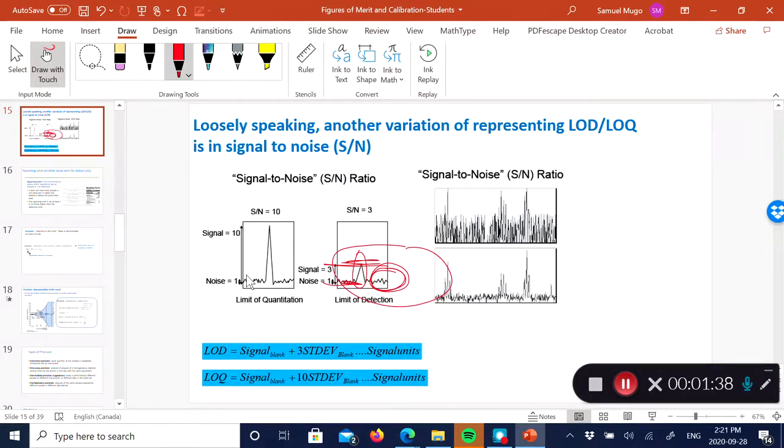Whereas the limit of quantification, in this way of expressing it, the signal to noise should be equal to 10, meaning the signal of the analyte should be 10 times larger than the signal of the noise. And remember, the signal of the noise refers to the signal of the blank. When you're running the blank, whatever you're getting is actually the signal of the blank, which is noise, which is really the definition of what noise is. So take note of these similar definitions for limits of detection and limit of quantification.